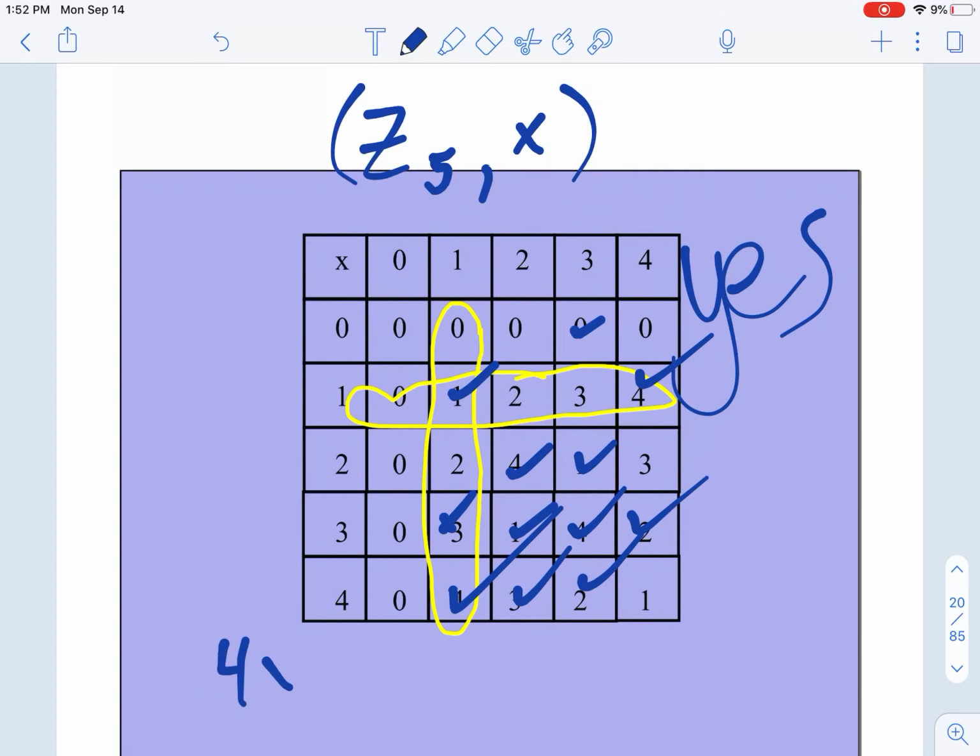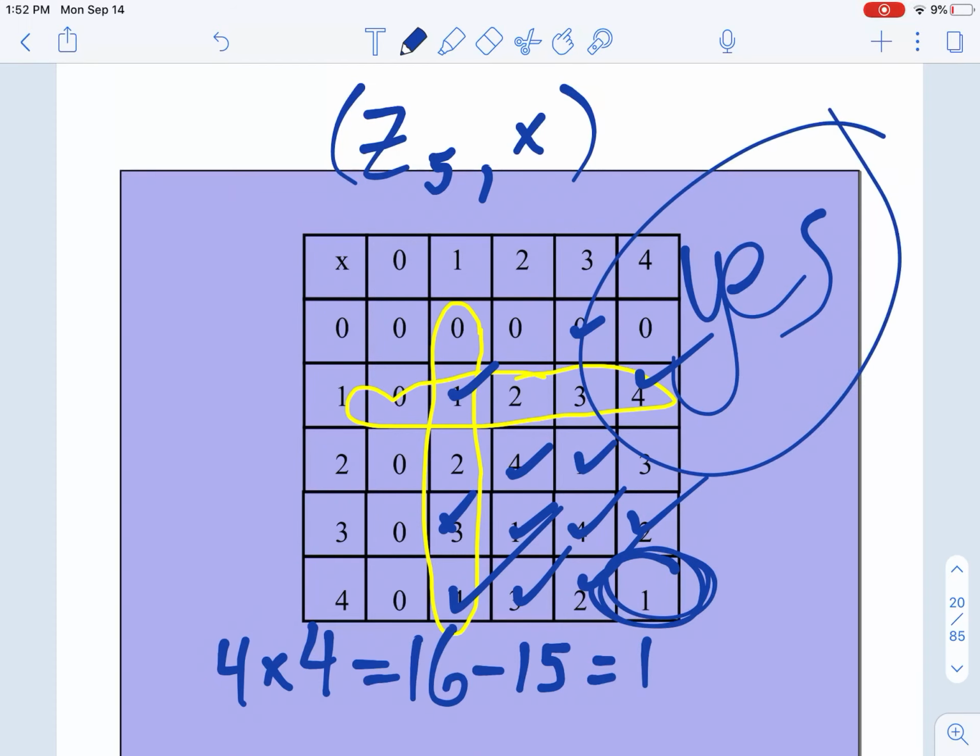It's true, when you do 4 times 4, you get 16 and you are out of the system, but you know how to get back in the system. Actually, you should subtract 5. So 4 times 4 is 1. See, there we go. So yes, this system does have closure.